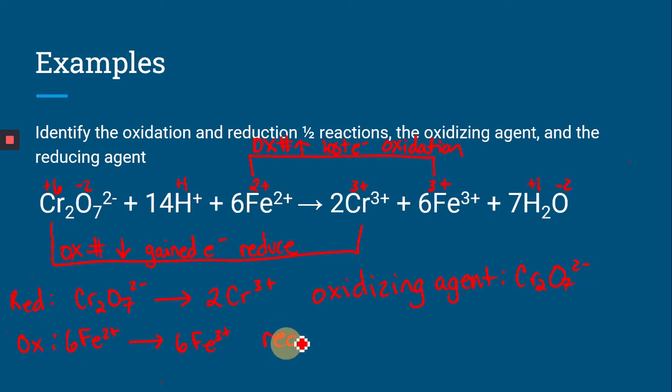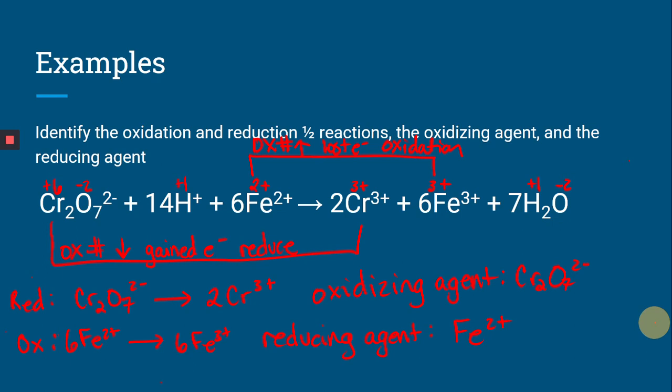And then the reducing agent is the thing that causes reduction to occur. So it itself is being oxidized. So that would be our Fe2+ ion. Notice that the agents should always be reactants in the problem.